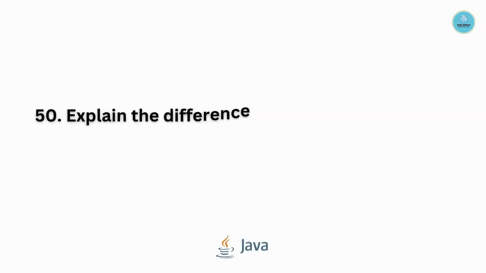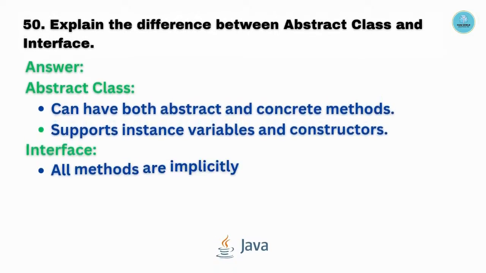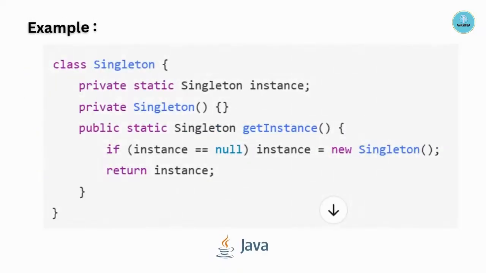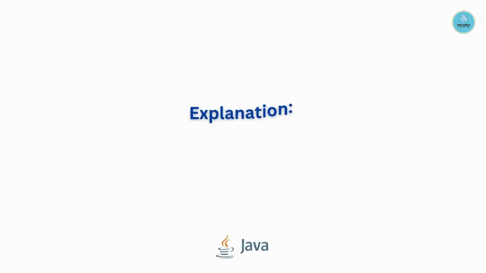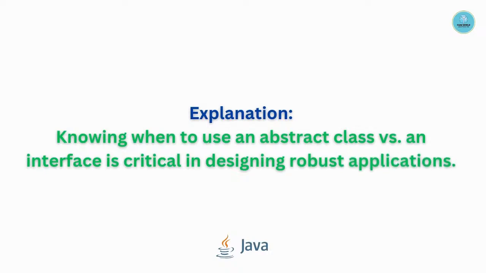Question number 50. Explain the difference between abstract class and interface. Abstract class can have both abstract and concrete methods, and supports instance variables and constructors. In interface, all methods are implicitly public and abstract, except default and static methods. It supports multiple inheritance. Example is as follows. Knowing when to use an abstract class versus an interface is critical in designing robust applications.